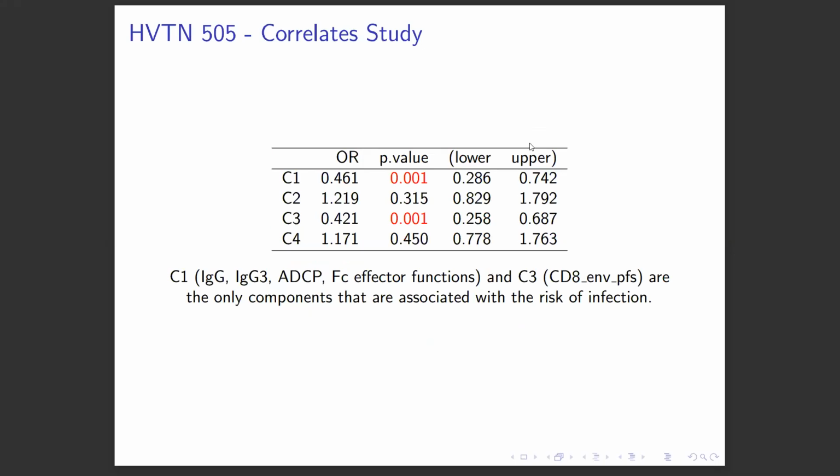And if we look at the association between the risk of HIV infection and the biomarker, we see that there are 2 signals here. The first component and the third component are affecting the risk of infection, but not the second component.